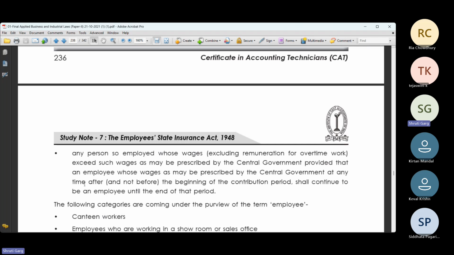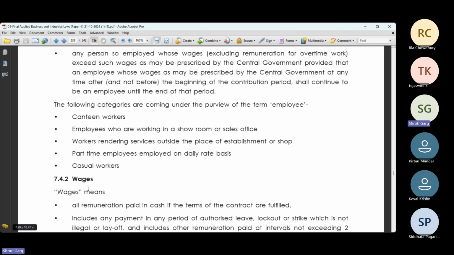Right? And following categories. The following categories come under the purview of the term employee. Canteen workers are also included in the definition of employee. Employees who are working in a showroom or sales office. Workers rendering services outside the place of establishment or shop. Part-time employees employed on a daily rate basis. Casual workers. Clear? They will also be covered in the definition of employees.